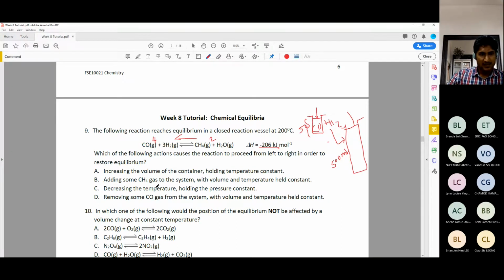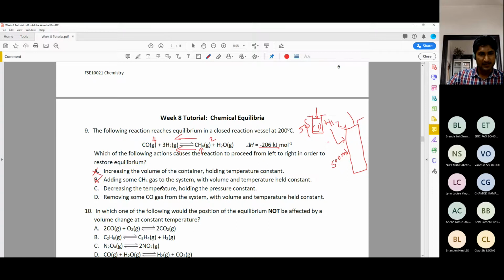Option B says adding some methane gas to the system with volume and temperature held constant. Of course not. If I add methane, where is this methane going to go? Of course, it will go to the left side to produce more carbon monoxide and hydrogen gas. So both A and B are not correct. It's not a good strategy.